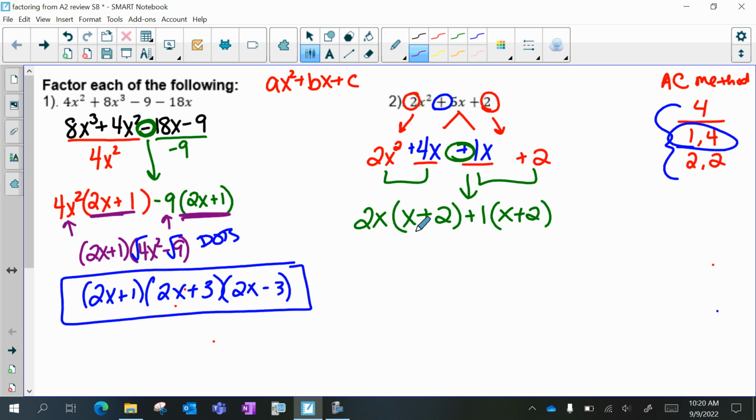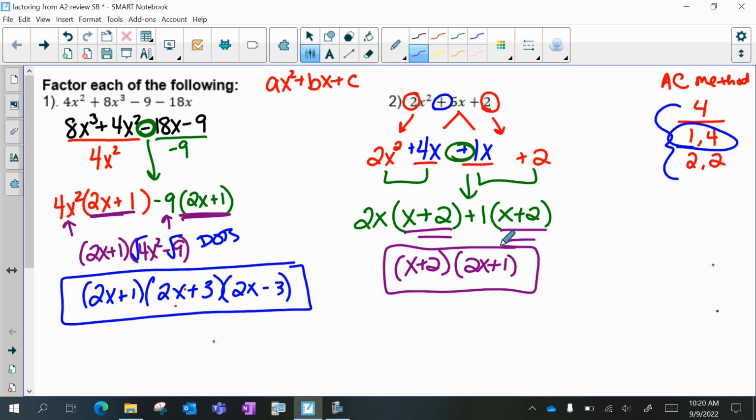My parentheses match, so that's good. It means I did it correctly. I have x plus 2, other 2 pieces, 2x plus 1. And remember, for factoring, you can always check your answer by multiplying back out, and you should end up with your original polynomial.